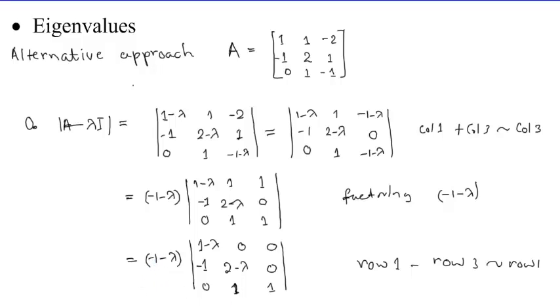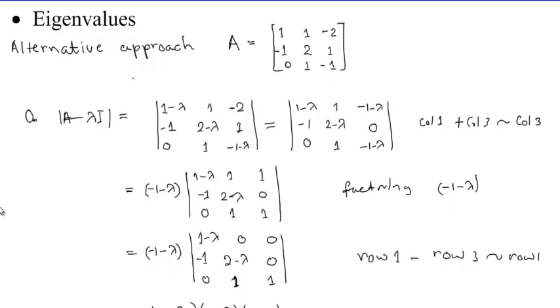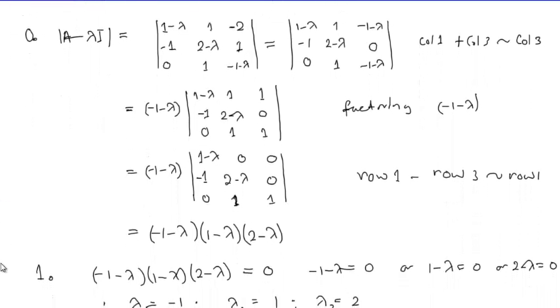In this case, you need to revise your theory on properties of determinants and recap also how to operate with rows and columns in order to perform this task of finding eigenvalues.